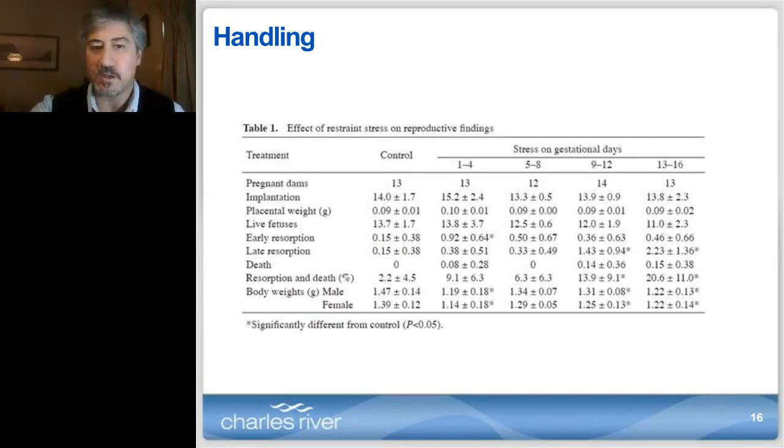This is part of the same experiment, and you can see some other parameters here. I don't know if you can see it very well. I will try to highlight some of them, but they handled the animals. They restrained the animals on gestational days 1 to 4, 5 to 8, 9 to 12, or 13 to 16, and you can see. Again, it's not the purpose of this talk to discuss what's going on here, but you can see differences, right? Statistically significant differences here, there, more there, right? So just handling the animals will have an impact on the physiology of the animals and therefore on the results.